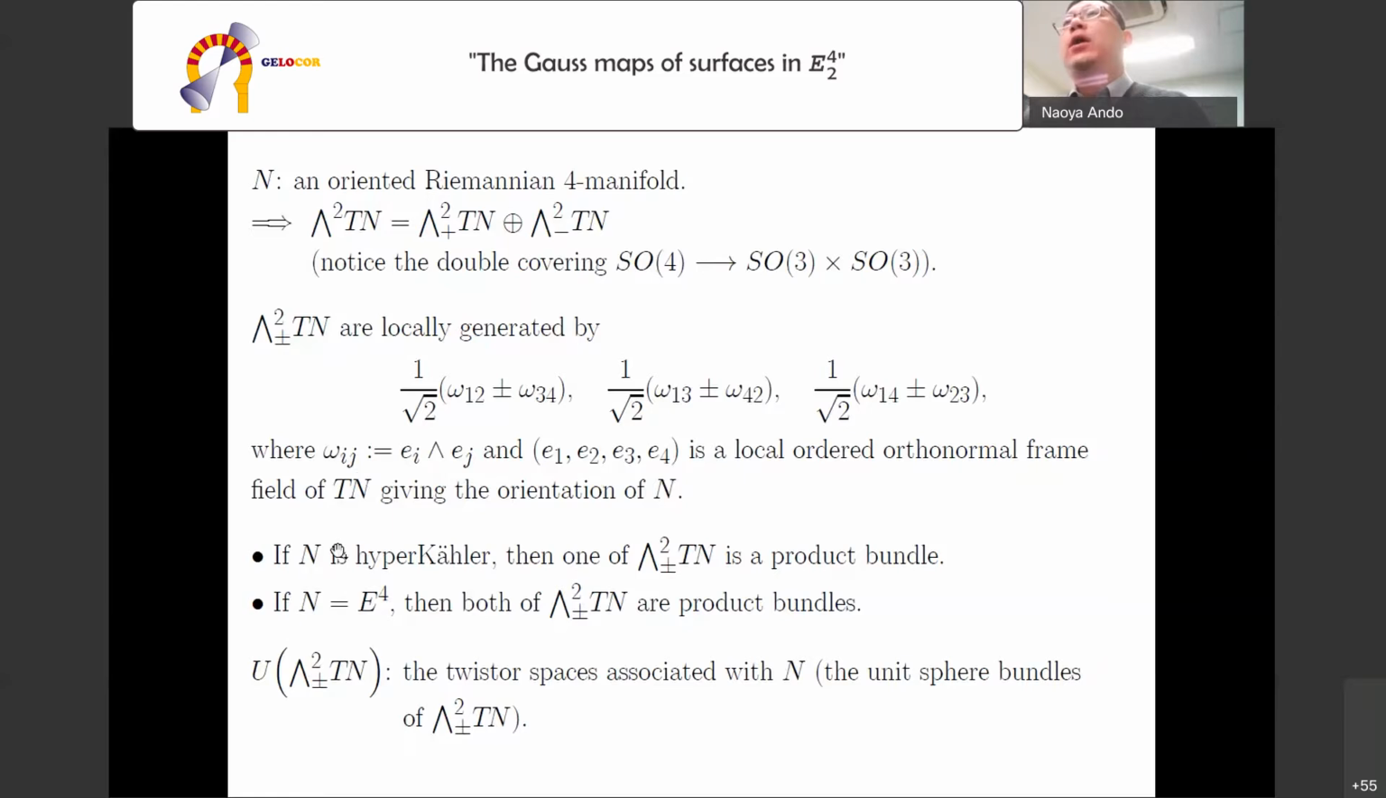If N is hyperkähler, then one of these two subbundles is a product bundle. If N is given by the Euclidean 4-space, then both subbundles are product bundles. We denote by these the twistor spaces associated with N. These are the unit sphere bundles of these bundles.